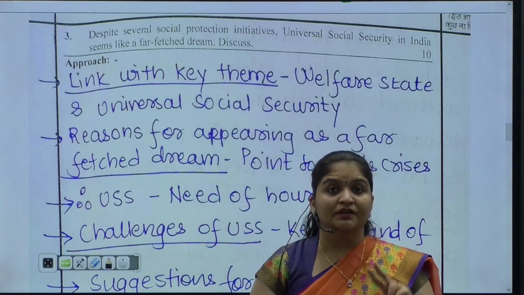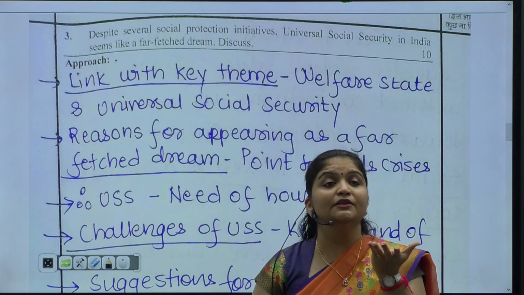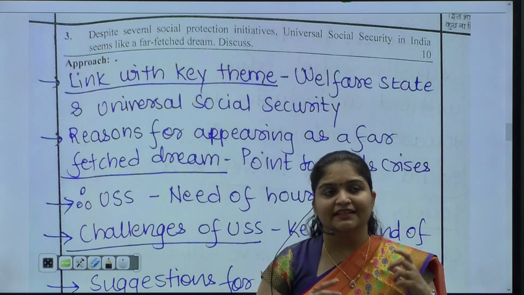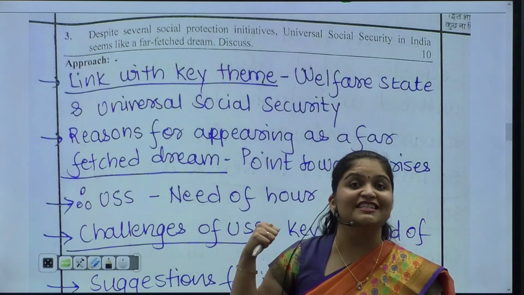Welfare state, DPSP. This should have been the base from which you should have picked the introduction. That's how your pol science understanding will reflect in your GS answer.